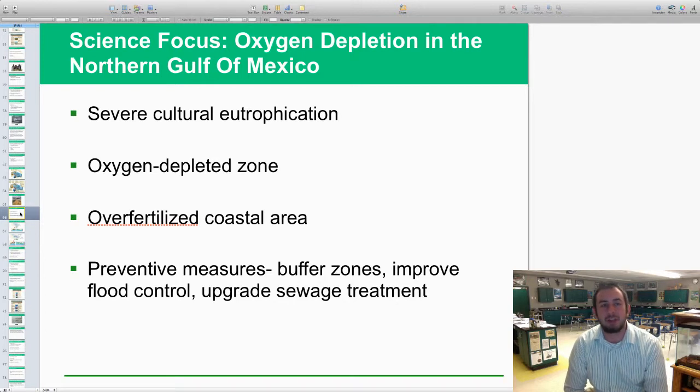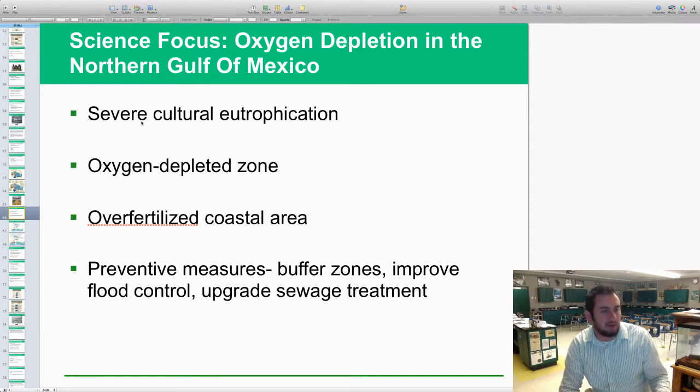Science focus: oxygen depletion in the northern Gulf of Mexico. Kind of a sad story, since they've already been hit by Hurricane Katrina down in Louisiana, as well as the big BP oil spill down there. But the science focus section is on the Gulf of Mexico, especially the northern part of it. We've seen severe cultural eutrophication, mostly because of runoff and how big the Mississippi River Basin system is. And from that, we see an oxygen-depleted zone because of all the algal death, and then the bacteria decomposing those, taking up all that oxygen.